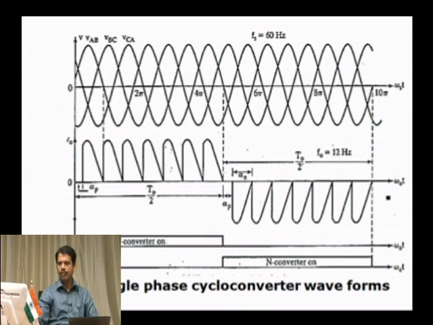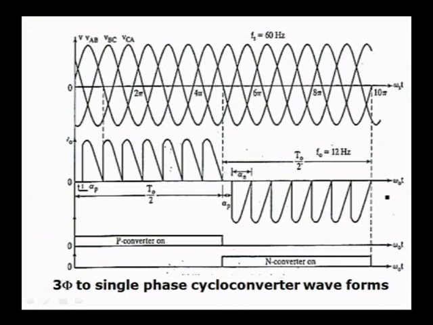You can see the waveforms. For the 3-phase to single phase converter, the working principle is the same here. Only thing, we are using a 3-phase input. Again see, the output will be single phase here. The P converter is on for a duration, and the N converter is on for a duration. It is on for T0/2 for the P converter, and the N converter is on for T0/2.